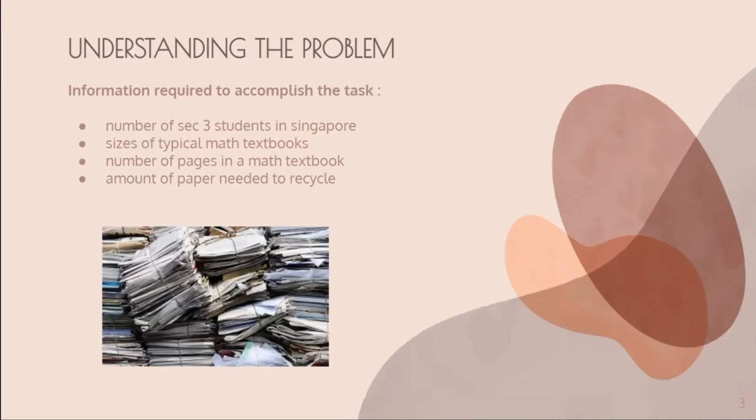Beforehand, we had to think of some of the key information to accomplish the task. We had to find out the number of students that were in the Secondary 3 cohort, the size of a typical textbook, whether it is A4 or so on, number of pages in the math textbook, and the amount of paper needed to be recycled.